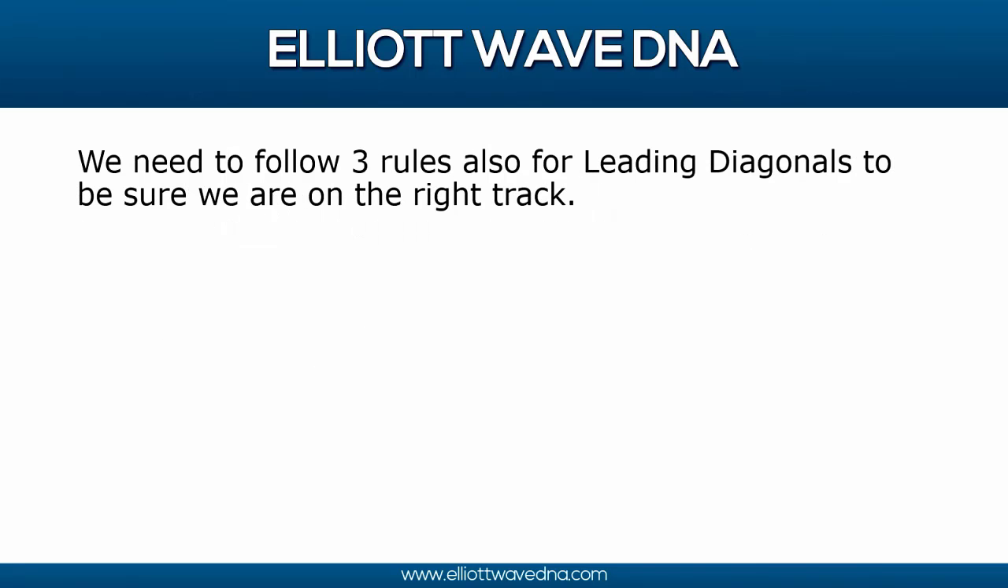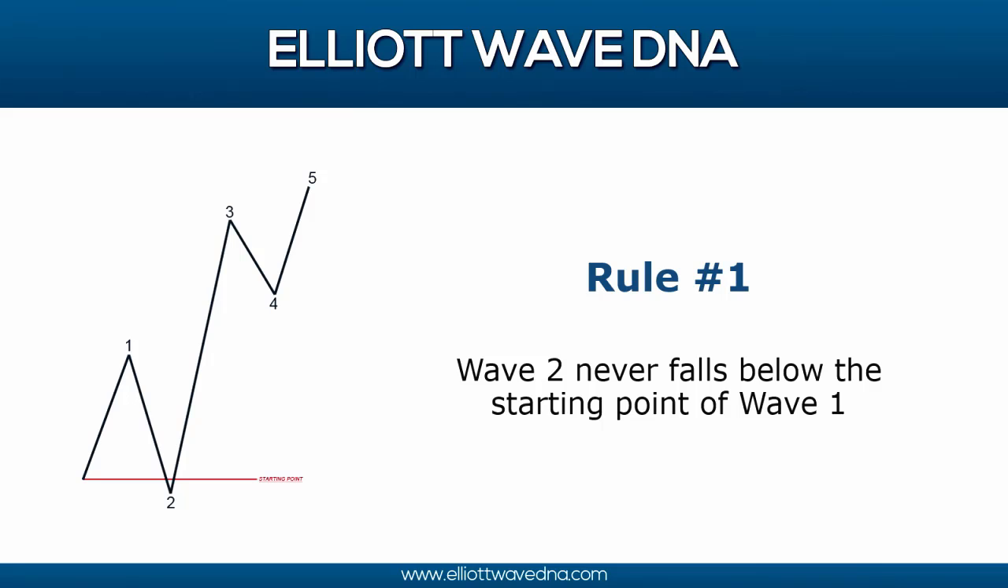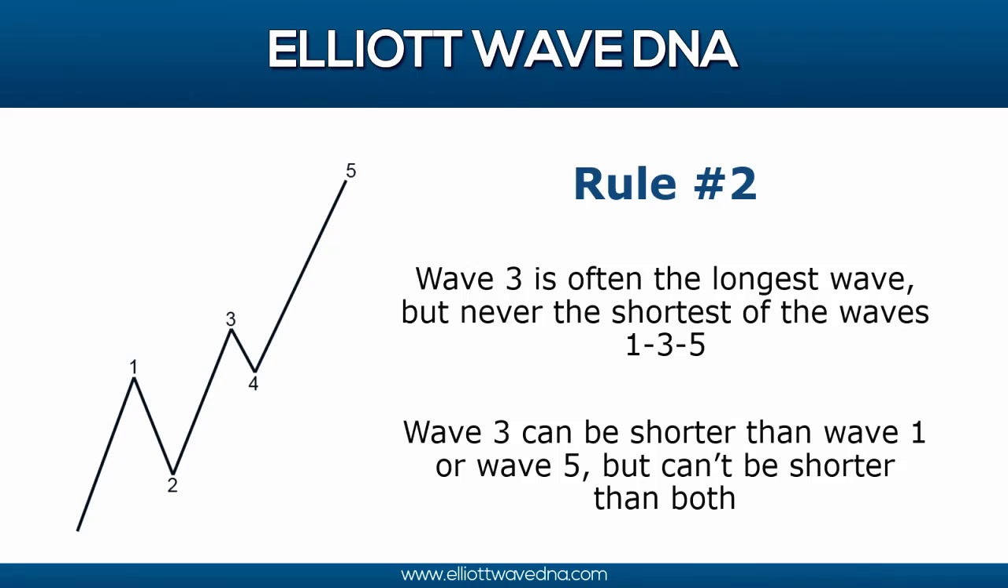We need to follow 3 rules also for leading diagonals to be sure we are on the right track. Wave 2 never falls below the starting point of wave 1 is rule number 1. So same as we have in impulsive and extended waves. The second rule is also the same. Wave 3 is often the longest wave, but never the shortest of waves 1, 3, and 5. Wave 3 can be shorter than wave 1 or wave 5, but can't be shorter than both.